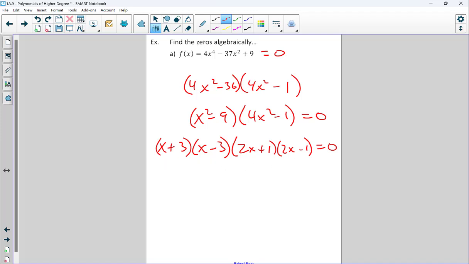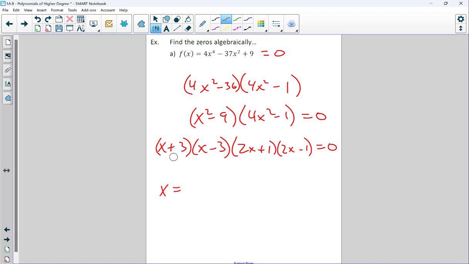Notice I have 1, 2, 3, 4 factors. It's a fourth degree polynomial. I should have 4 linear factors. Each factor is first degree. First degree times first degree times first degree times first degree is fourth degree. So I know I have the appropriate number of factors. Now I just need to list out my answers.